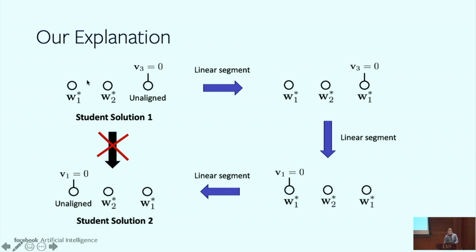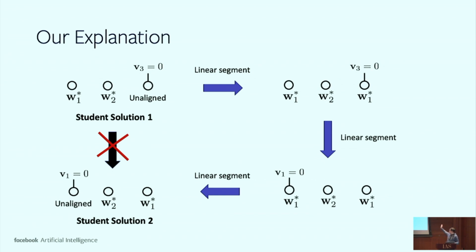Suppose you have two student solutions. These two solutions have a different permutation in terms of alignments. If you directly connect these two solutions with a straight line, you're going to see a bump in terms of the errors. However, if you use 3 segments of linear interpolation, you're going to have a segment that has small errors all the time, because this V3, its outgoing weights, are 0. So you can change the direction of these weights to arbitrary directions without changing any loss functions.